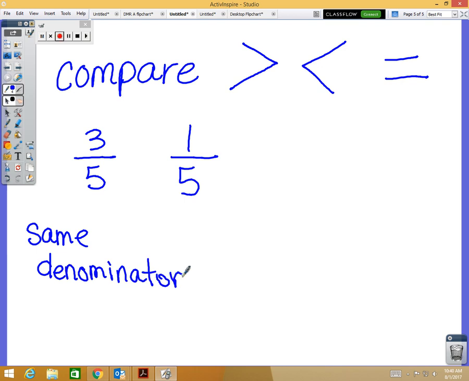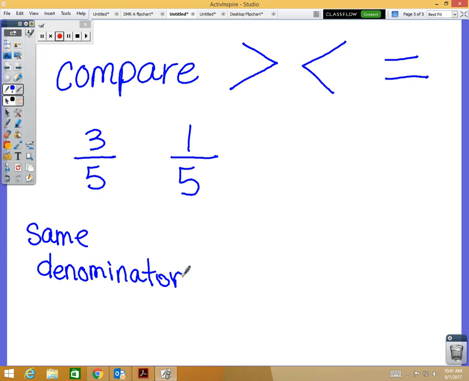What operations, besides comparing, add, subtract, multiply, divide, is it important to have the same denominator? Okay, I'll ask it again. What operations, adding, subtracting, multiplying, or dividing, would it be important for us to have the same denominators? Addition and subtraction. So if we're adding and subtracting, we have to get those same denominators. We'll get into reviewing how to do that a different day, okay? But when we're comparing, it's very helpful for us to have the same denominators.